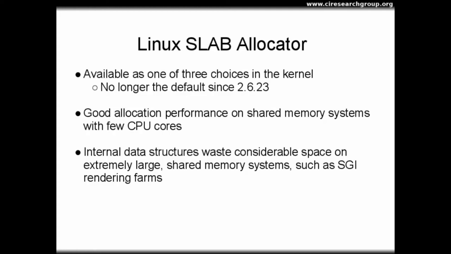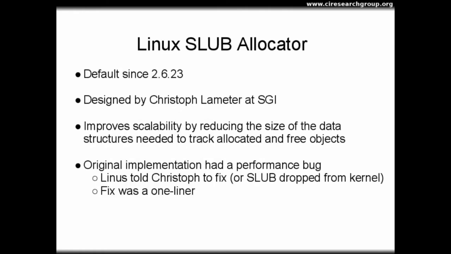The first choice is the original slab allocator, which was the default allocator until kernel version 2.6.23. This allocator performed well on shared memory systems with few CPU cores, but wasted considerable memory space when used on extremely large shared memory systems, such as those found in graphics rendering farms. To reduce the space waste on large-scale SMA systems, Christoph Lameter at Silicon Graphics developed a new allocator called SLUB, which reduces the size of data structures needed to track allocated and free objects.